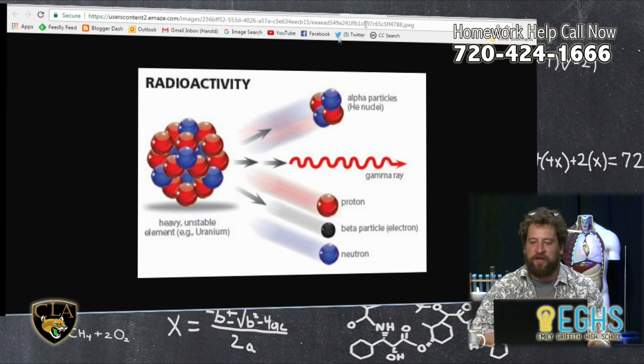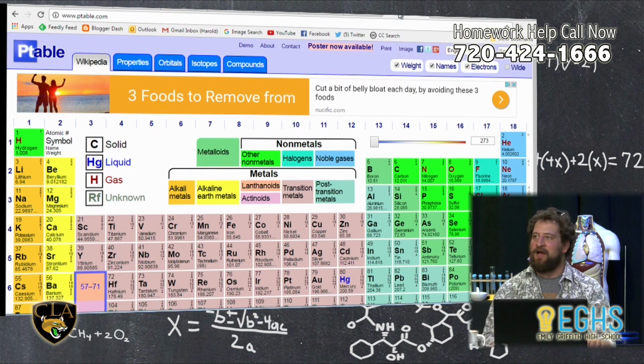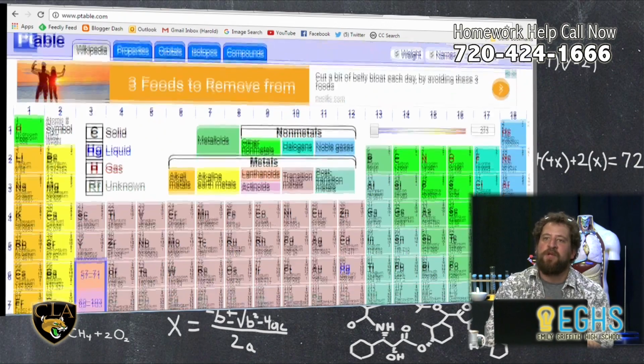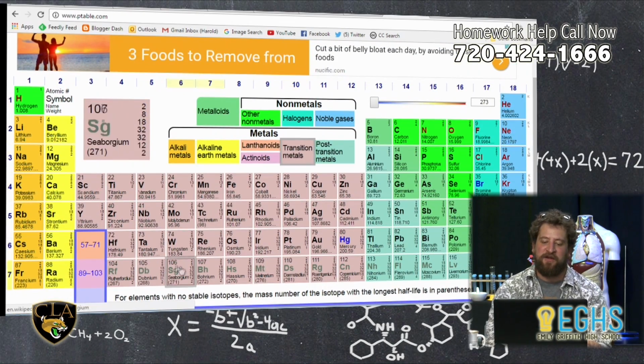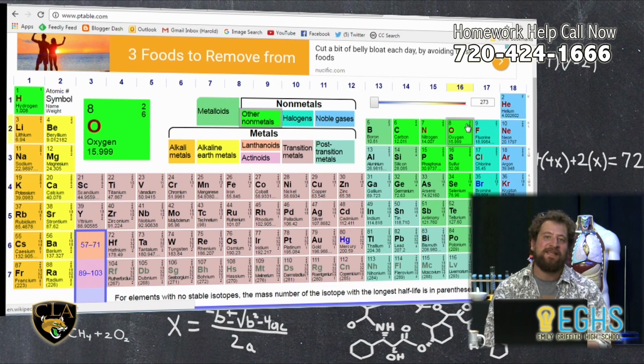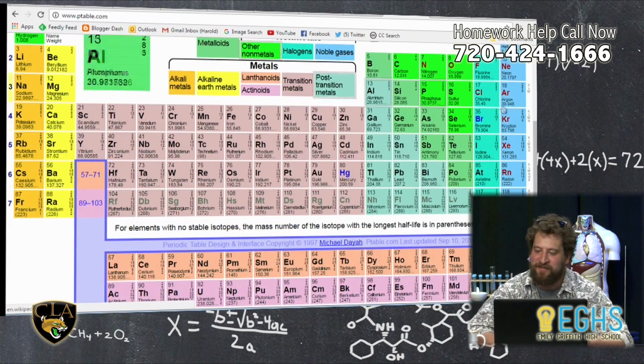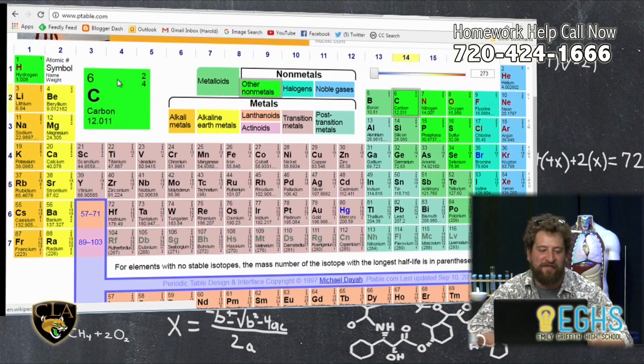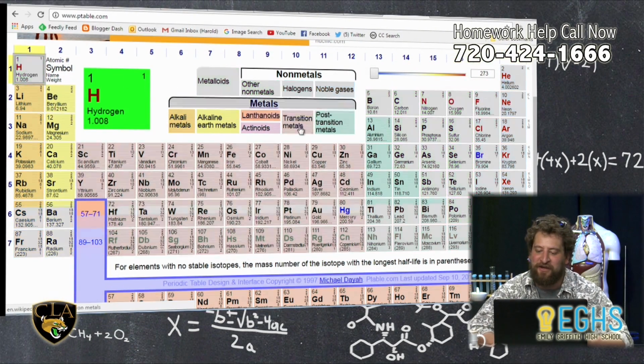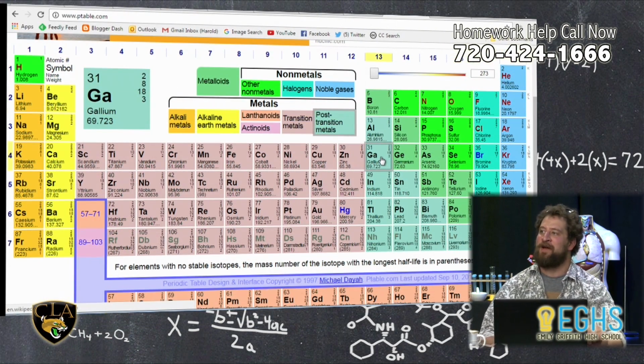I'm just going to show really quickly the periodic table. This is a website called ptable.com. It's a really awesome interactive periodic table website. You can check out all the different known elements that exist, and you can have an atom of any of these different elements. So, for example, you could have an atom of hydrogen, where I've got my cursor right now, or you could have an atom of gallium, where I've got my cursor now.